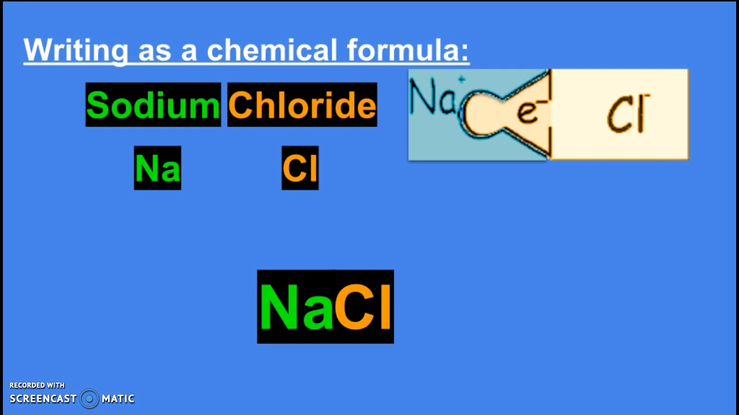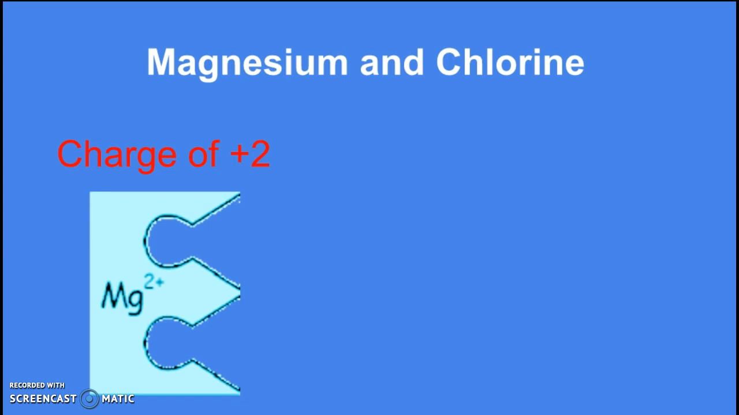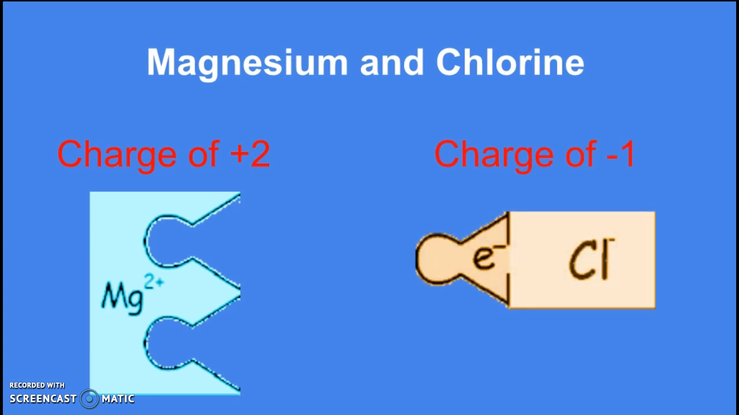So let's do another one. Suppose we had magnesium and chlorine. Magnesium has a charge of +2 because it's an alkaline earth metal. And then chlorine, like we already said, has a charge of -1 because it's a halogen. So looking at that, you can see that we have our metal and our nonmetal, but we don't have charges that balance. We have a +2 and only a -1. So we have to do something to make those charges balance out to 0.